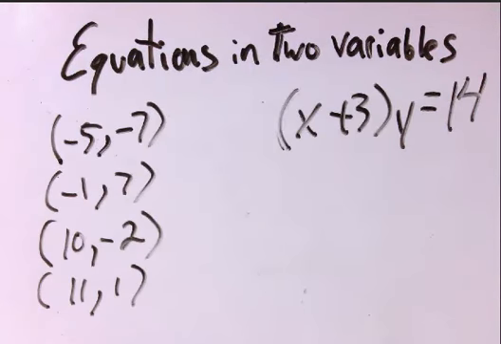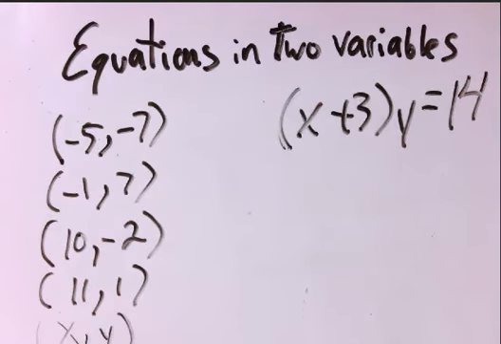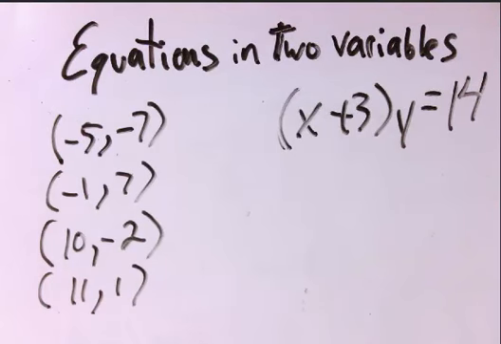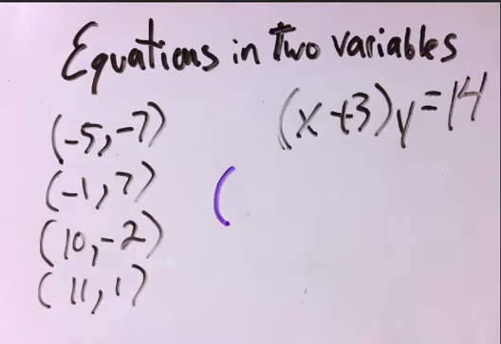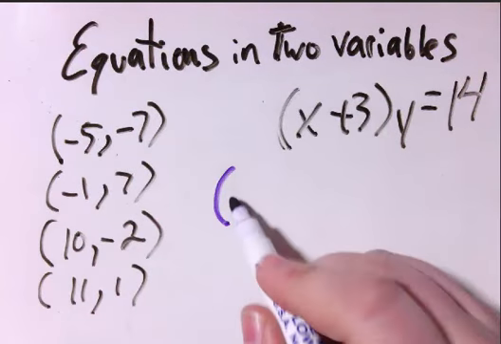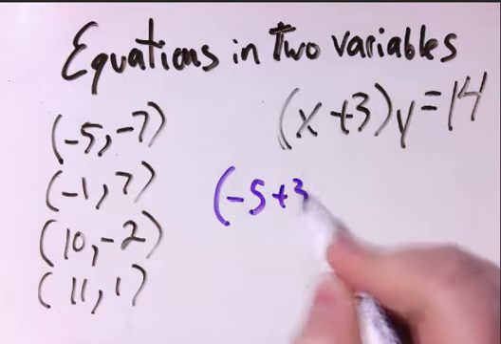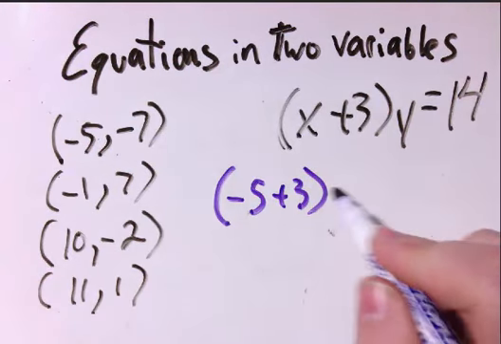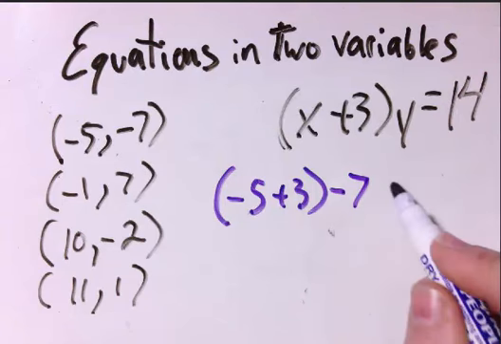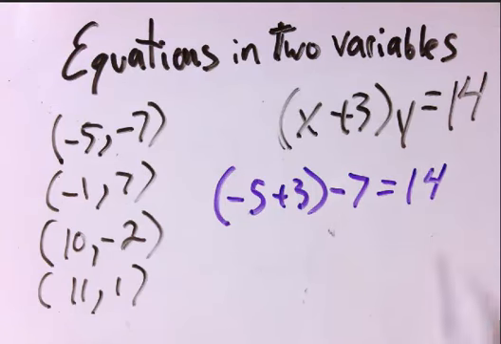Okay, and so this one here, it says which ordered pairs in the form of xy, so that's our xy form, are solutions for the given equation. So we can go through here and work through each of these. So we just have to plug in our numbers. So we'll start with the top. So we can have -5 plus 3. We're going to times that by y, which is a -7. And we're going to see if that equals 14.